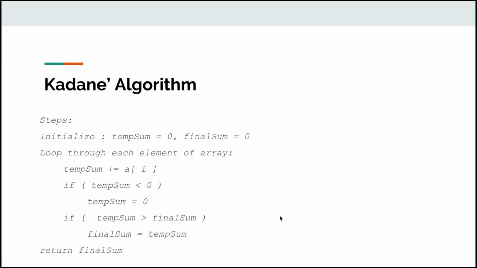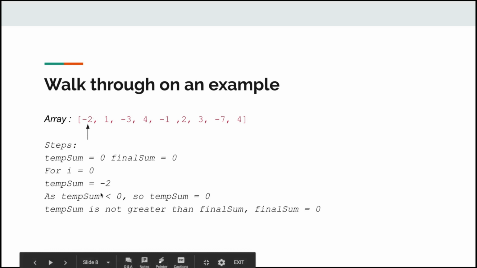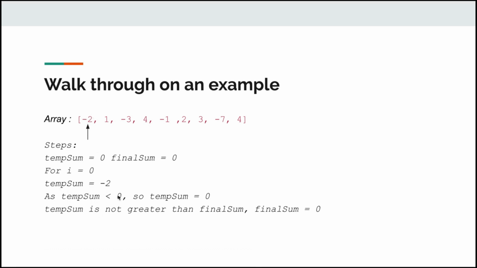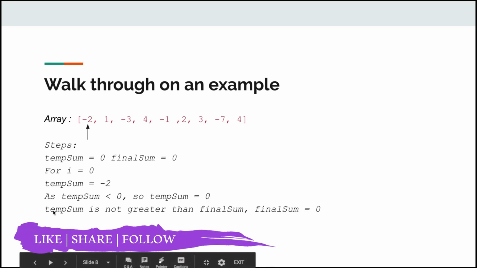So this is about Kadane's algorithm. Now we will walk through an example with the given array. This is the same array, and we will try to dry run Kadane's algorithm on it. Initially we initialize temp sum equal to 0 and final sum equal to 0. For i equal to 0, the value is -2. We add this value to the temp sum and check if temp sum is less than 0. As -2 is less than 0, the temp sum resets to 0. After this step, temp sum is not greater than final sum, so final sum remains 0.